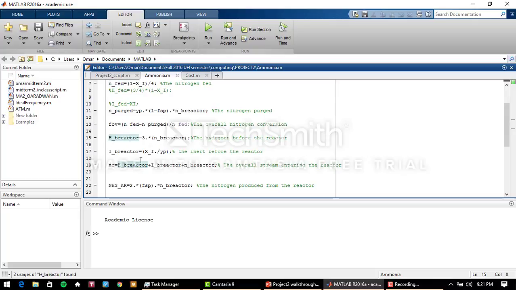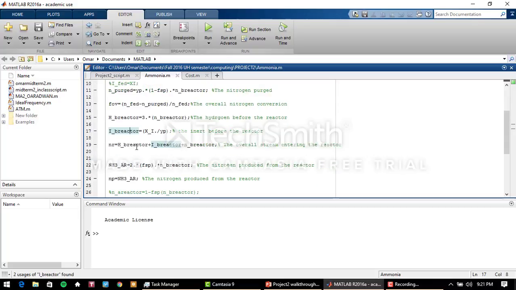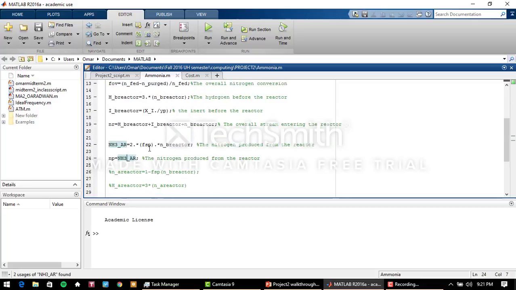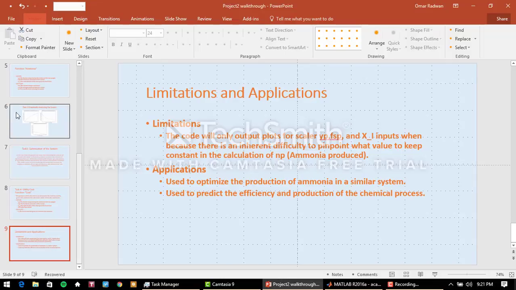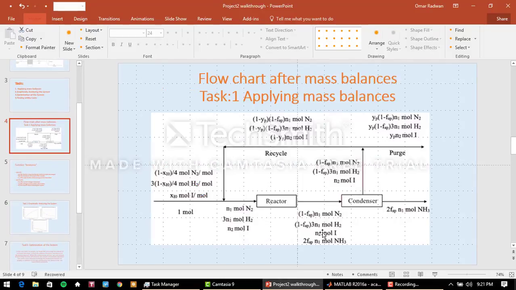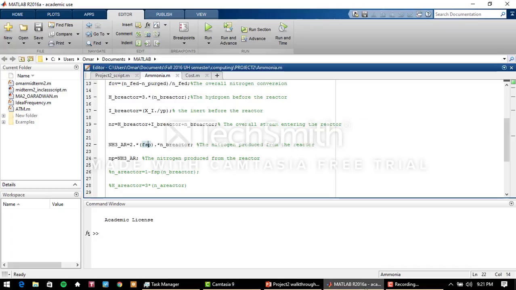And we know that NR is the hydrogen before the reactor, the inert gas before the reactor, and the nitrogen before the reactor. And finally, NP, which is the nitrogen produced from the reactor, is equal to 2 times FSP times NB reactor, which is what we have right here. So that's our first function.